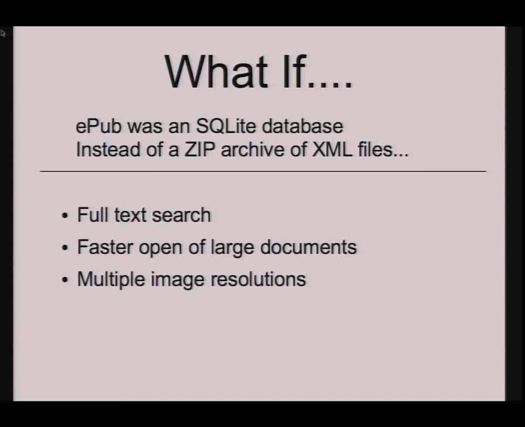I like to read books on my Nook in the EPUB format. I don't know if you use an e-reader or not. But there again, EPUB is another one of these pile of files formats. It's a zip archive of XML files. And I was thinking, if that was SQLite, it would open faster. You could have full text search.